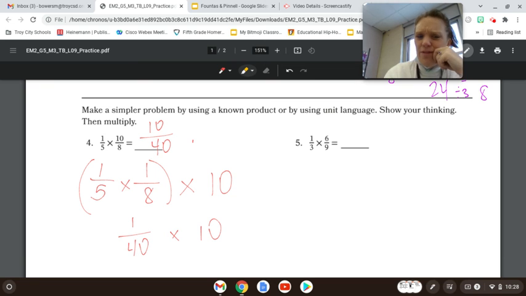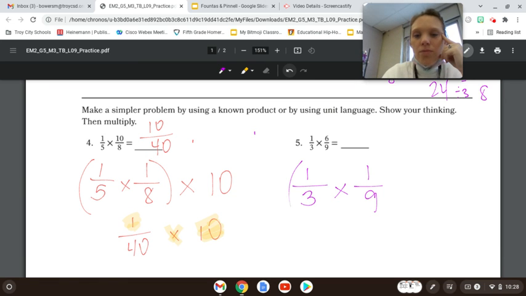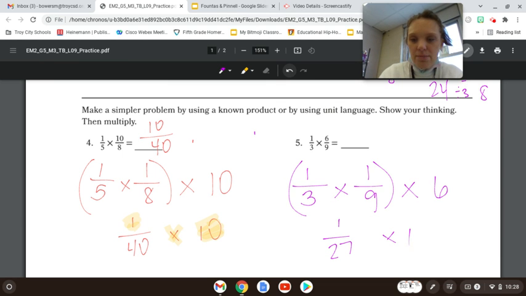Mrs. Bowers, where did you get 10/40ths from? Well, when I multiply a whole number and a fraction, you multiply the numerator times the whole number, and the denominator will stay the same. Let's take a look at number 5. Same idea. Make a simpler problem for yourself. So 1/3, and let's bring this back to 1/9. And then we'll multiply by 6. So we know that 1/3 and 1/9 is 1/27th times 6. 1 times 6 is 6, and our denominator will stay the same.